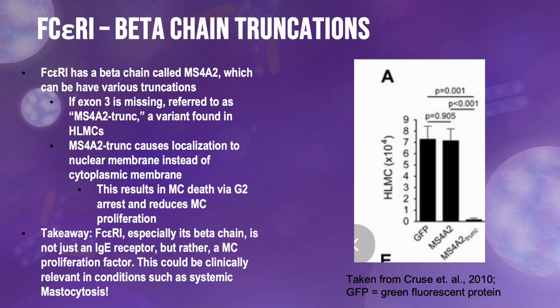Something I want to talk about is beta chain truncation. So, it has a beta chain as well as an alpha chain. And the beta chain is called MS4A2. And so you can have various truncations here. I won't go into all of them, but something I want to note is that if you have exon 3 that's missing, it would be called the MS4A2 truncated variant. And what this causes is that the receptor is going to localize to the nuclear membrane instead of the cytoplasmic membrane. And what does this result in? Well, we see this result in mast cell death. They get arrested in the G2 phase, and their proliferation goes down dramatically.